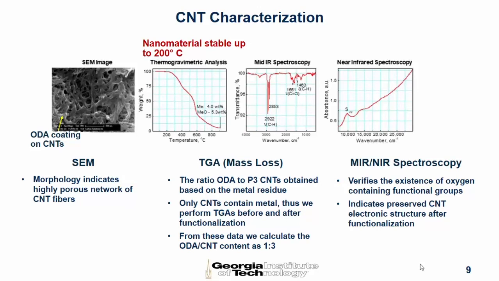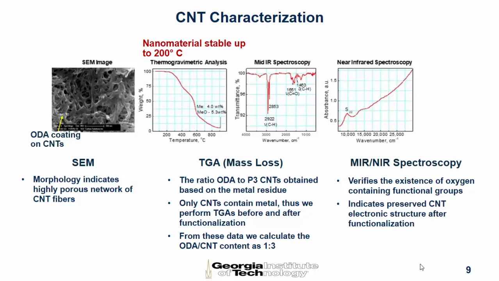SEM image of the nanotubes. And you can see these white, almost like isolated islands. Those are the ODA functionalization molecules. And these strings here are the nanotubes. So the morphology indicates a highly porous network of carbon fibers, CNT fibers, functionalized with these molecules.